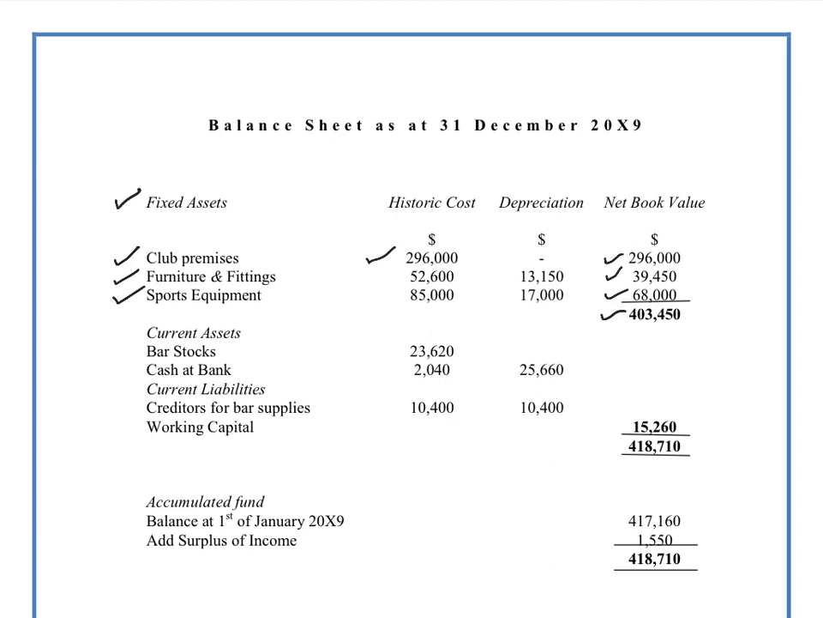$403,450. Current assets will be any amount of food or drinks that you have left in the bar at the end of the year, which is the equivalent of closing stock to a profit organisation like a sole trader or a partnership. Any cash they have in the bank would also be a current asset. Add those two together, the 23,620 and 2,040. You have current assets of 25,660.